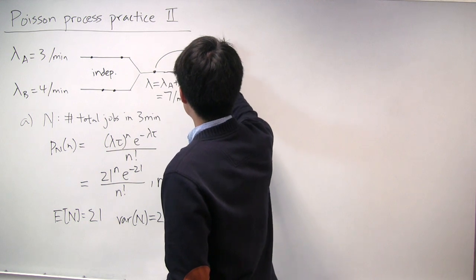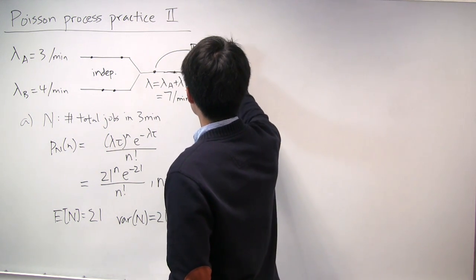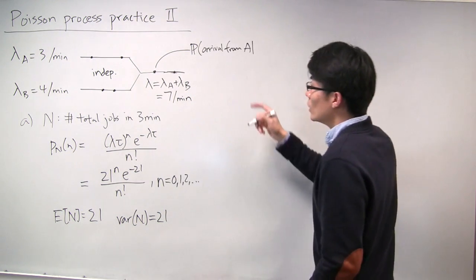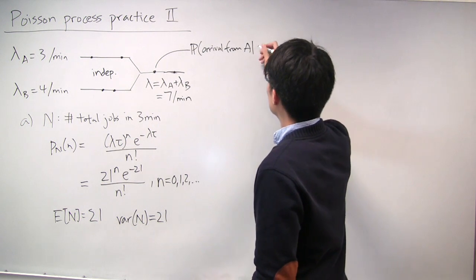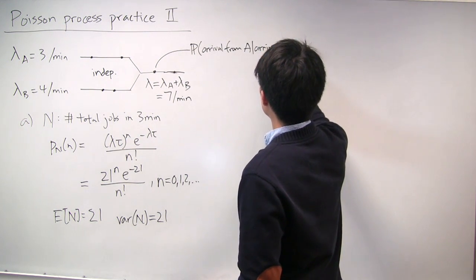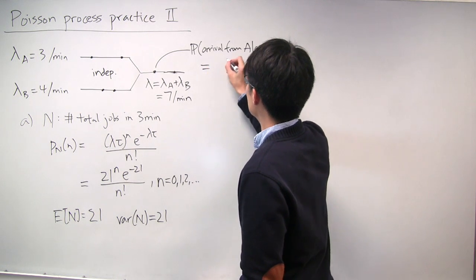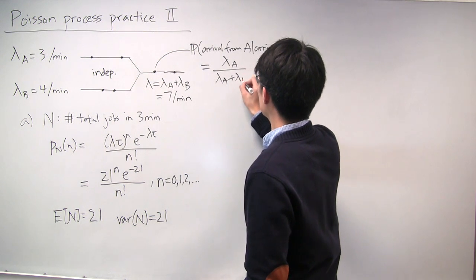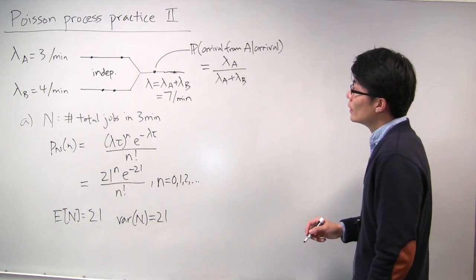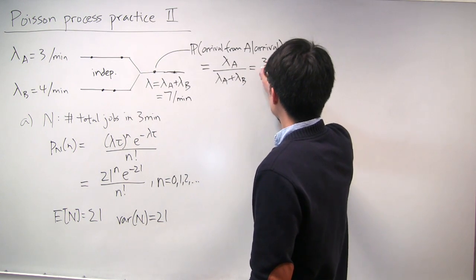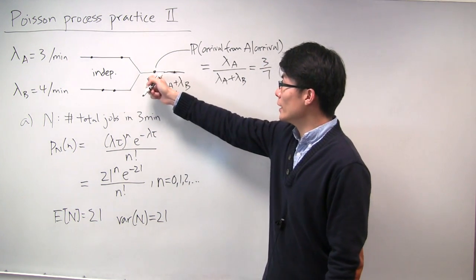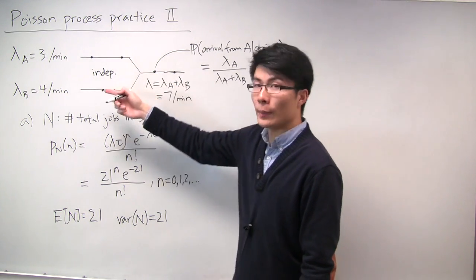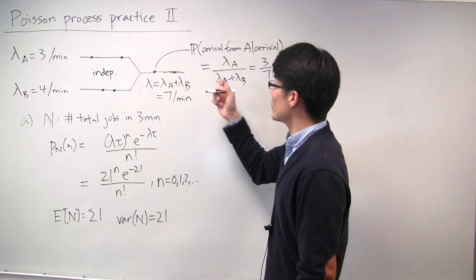We know that the probability that any arrival in the merge process came from type A, given that there was an arrival, is equal to this ratio, lambda A over lambda A plus lambda B. And so in this case, given that there was an arrival in this merge process, so there was some job of either type that arrived, the probability that that job was of type A is 3 over 7.